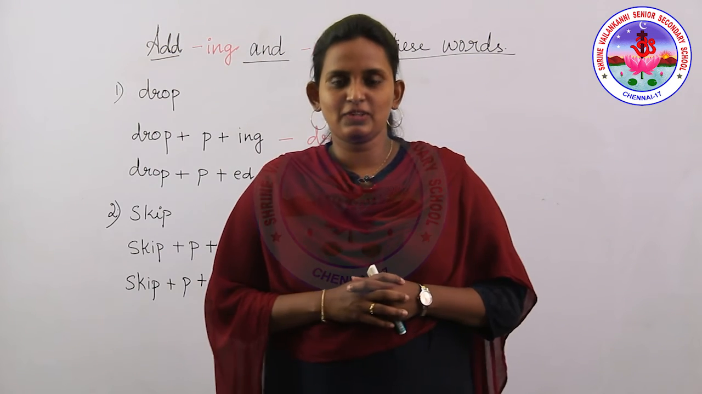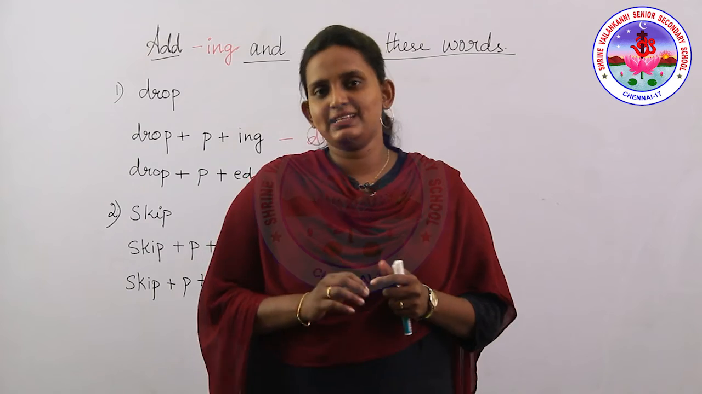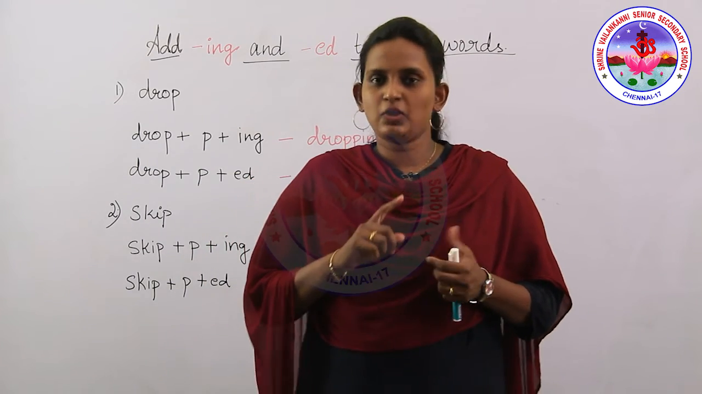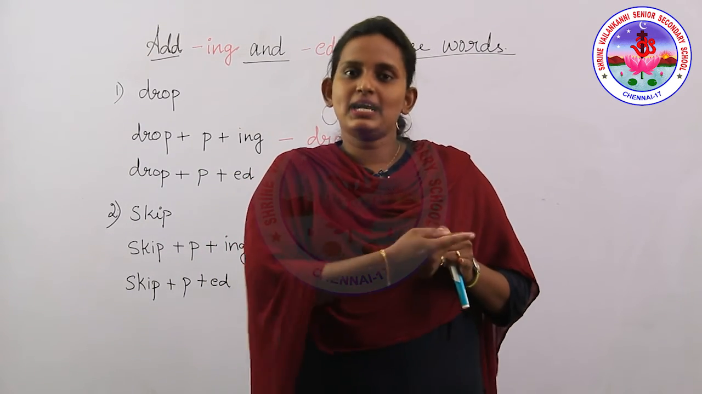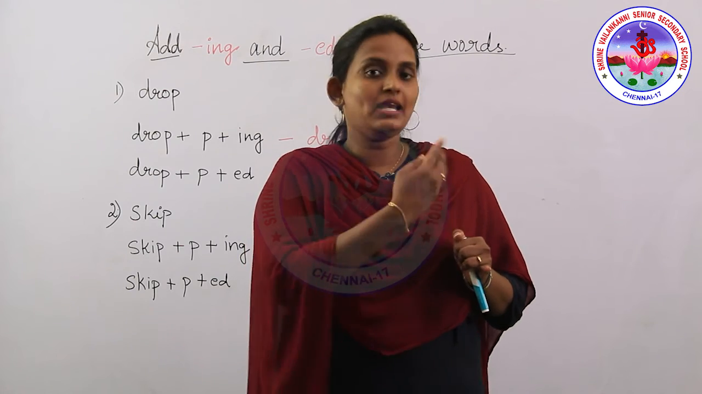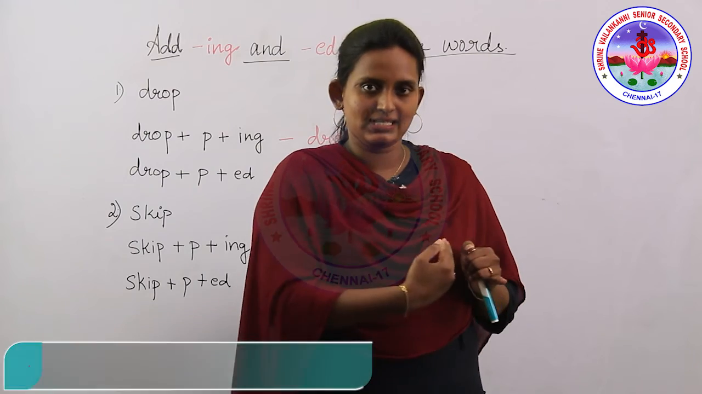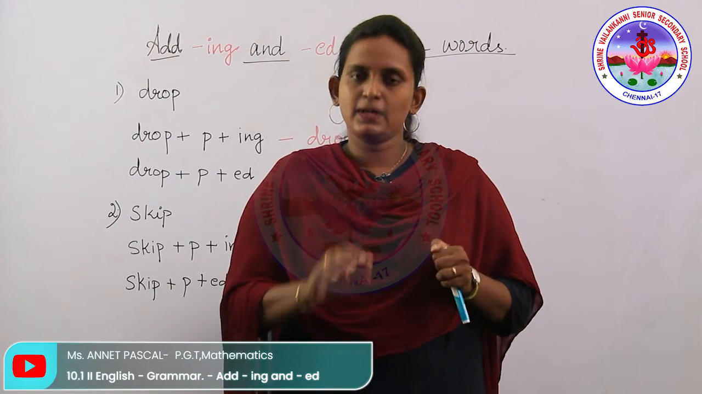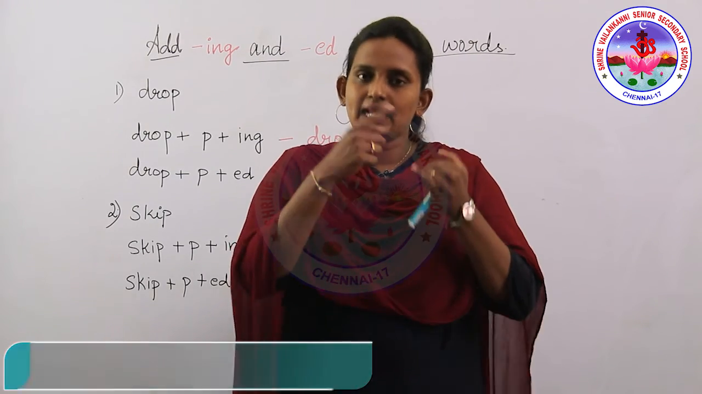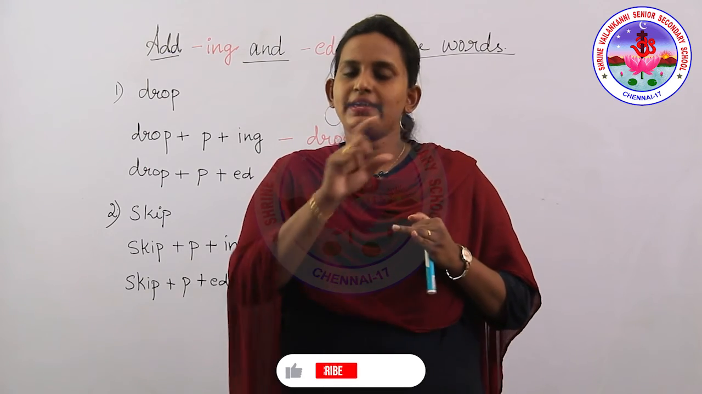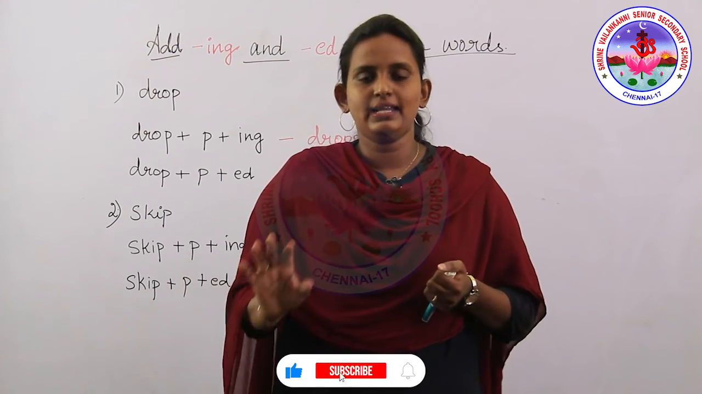So that's all about this topic of adding ing and ed. So always remember, children, your letter before the last. Okay, check your letter before the last. That is the second letter from the last. If it is a vowel, what you have to do? Repeat the last letter once, add ing separately and add ed separately.